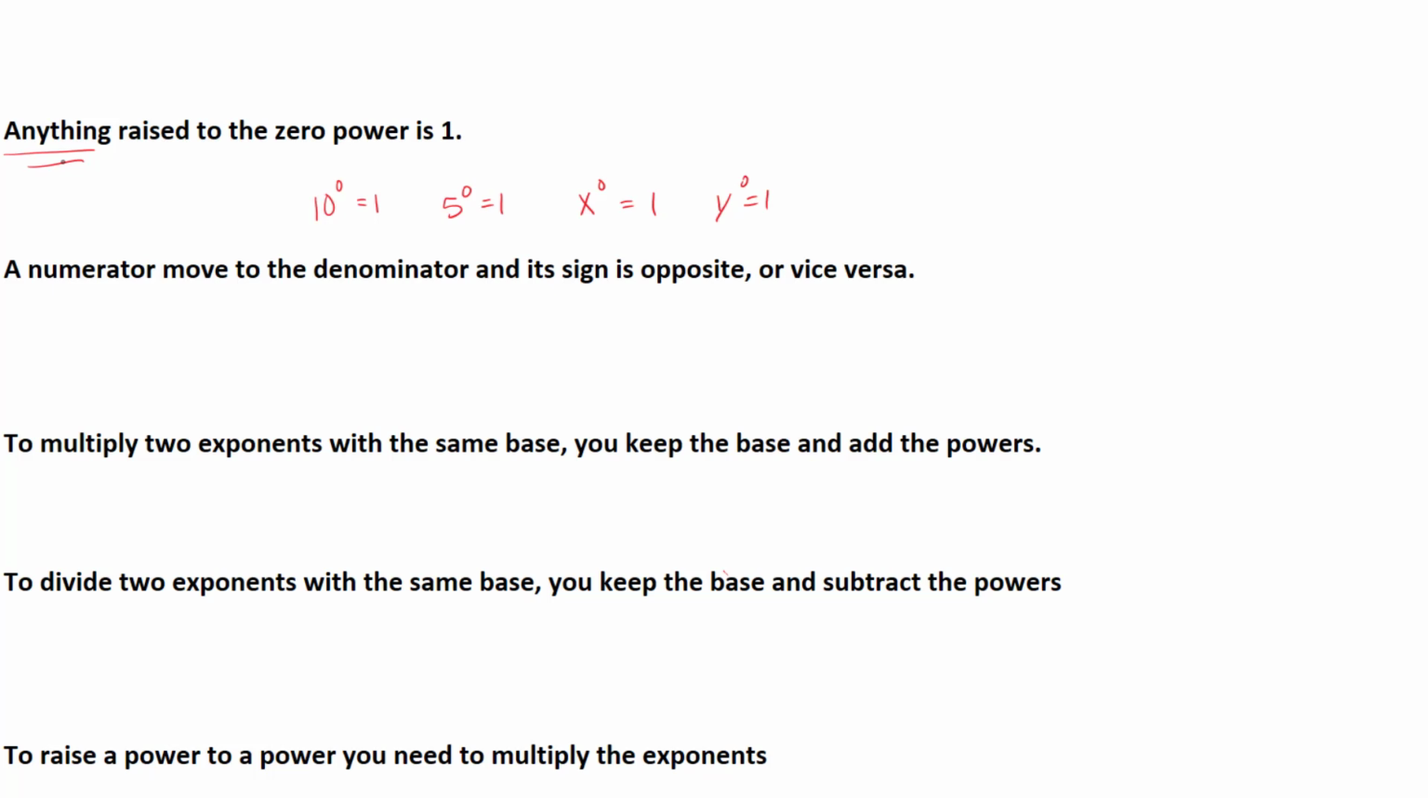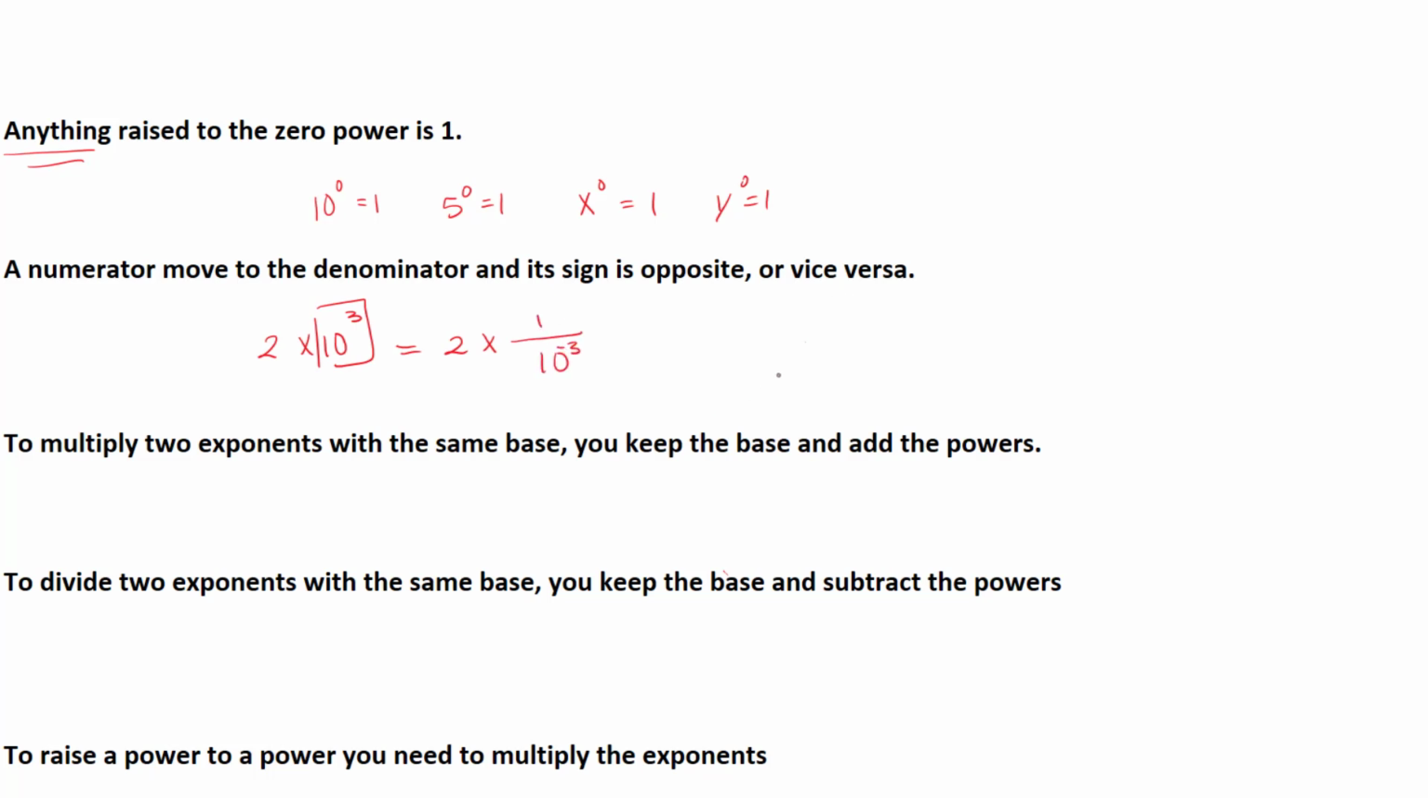For the next rule, if an exponent moves from the numerator to the denominator, its sign changes to the opposite. For example, let's look at this one here: 2 times 10 to the third. This is the exponent part, right? This is also equal to 2 over 10 to the negative third.